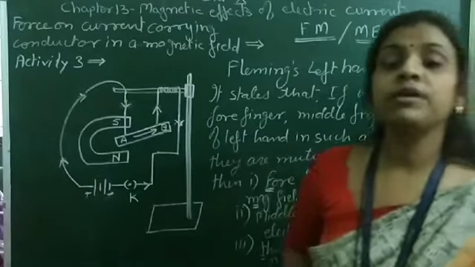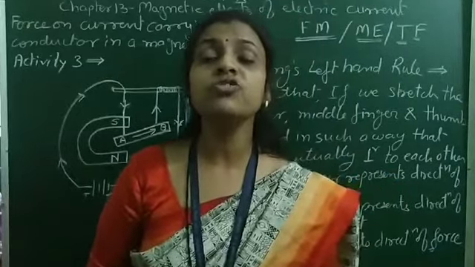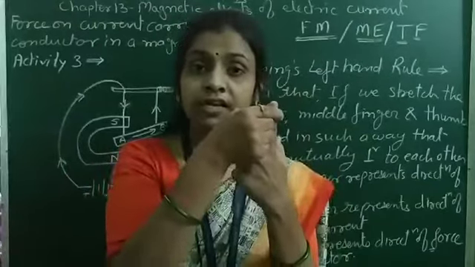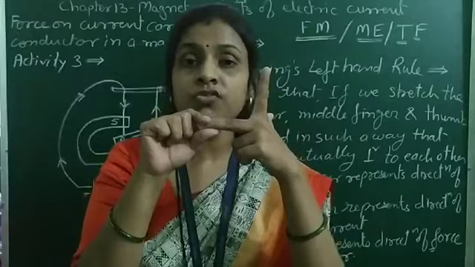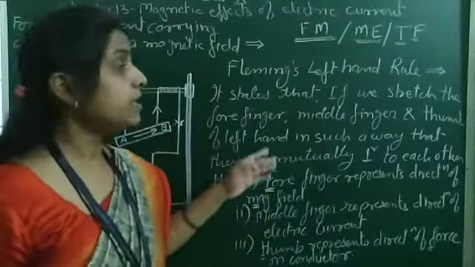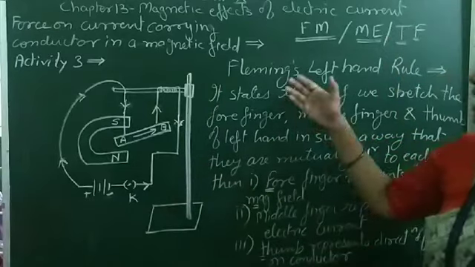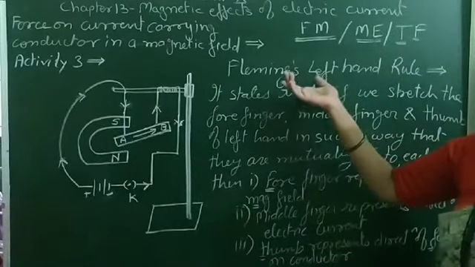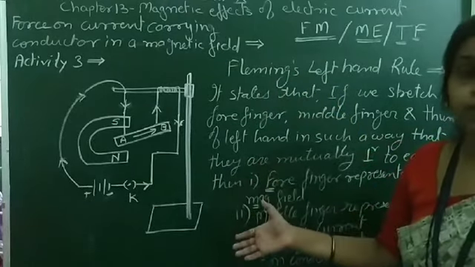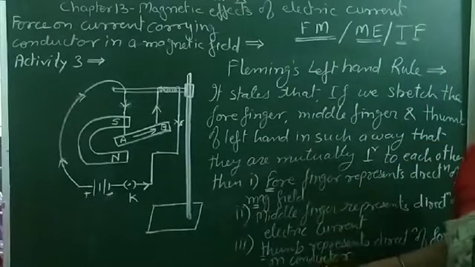And according to the Fleming left hand rule, the direction of magnetic field, electric current and force are all mutually perpendicular to each other, such that the forefinger represents the direction of magnetic field, middle finger represents the direction of electric current, and thumb represents the direction of force. So hope you understand the third activity and the Fleming left hand rule very well. From the exam point of view, Fleming left hand rule and all the three activities are very important. One of the activities may be asked in the exam. So hope you understand this. Thank you.